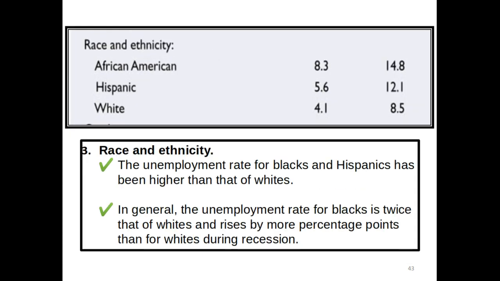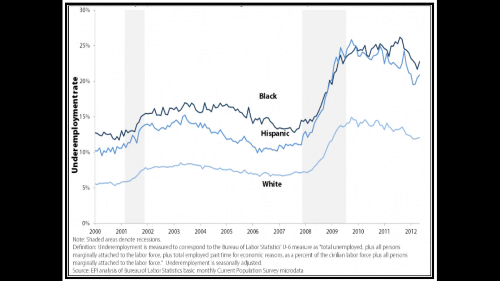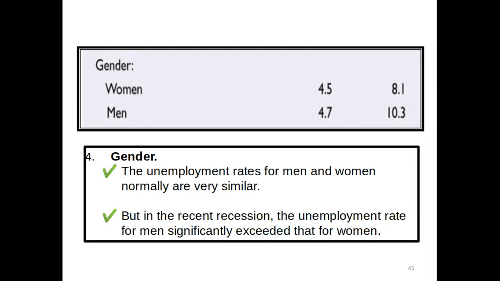Race and ethnicity. Racism is alive and well within hiring practices. Unemployment rate for African Americans and Hispanics is much higher than that of whites. And here you can see it graphically. Even with fair employment practice and equal opportunity legislation, it still happens. Gender, unemployment rate tends to be higher for men as they tend to have more of the factory jobs and they get hit harder by unemployment.